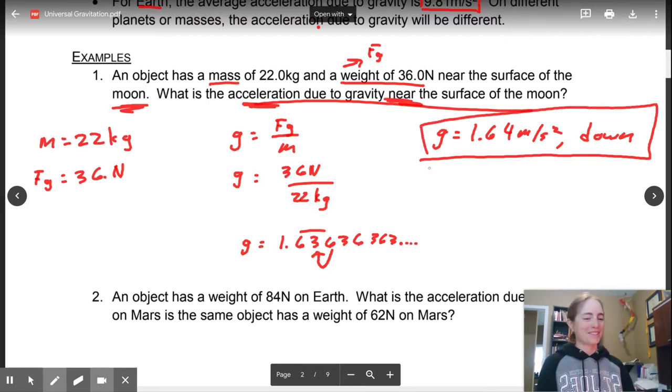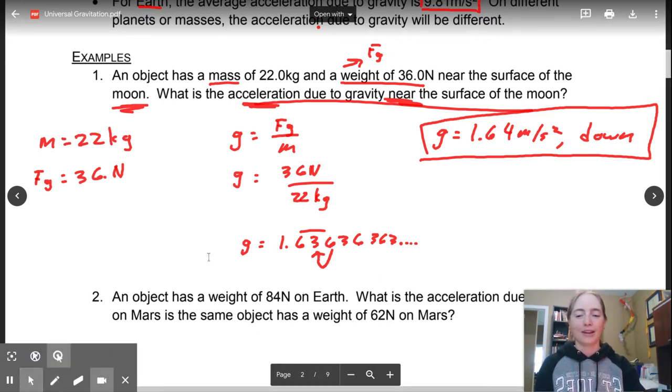Sounds good, guys? All right. Always remember, acceleration's a vector. Okay.